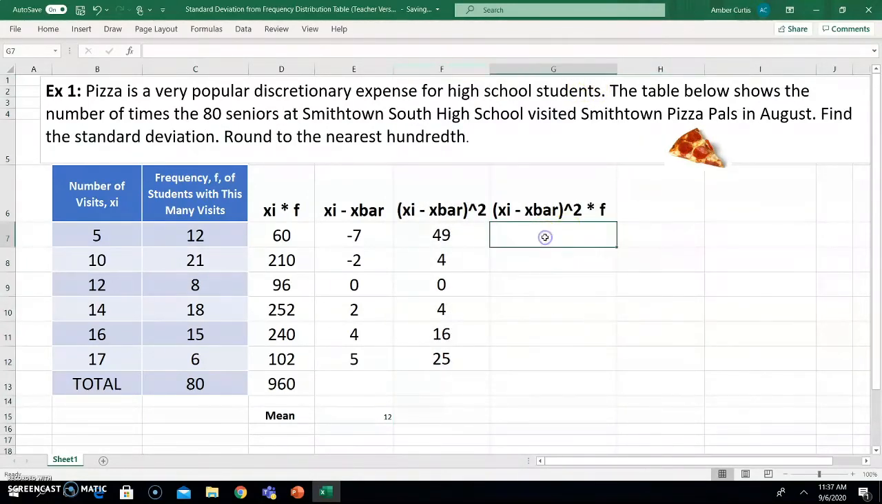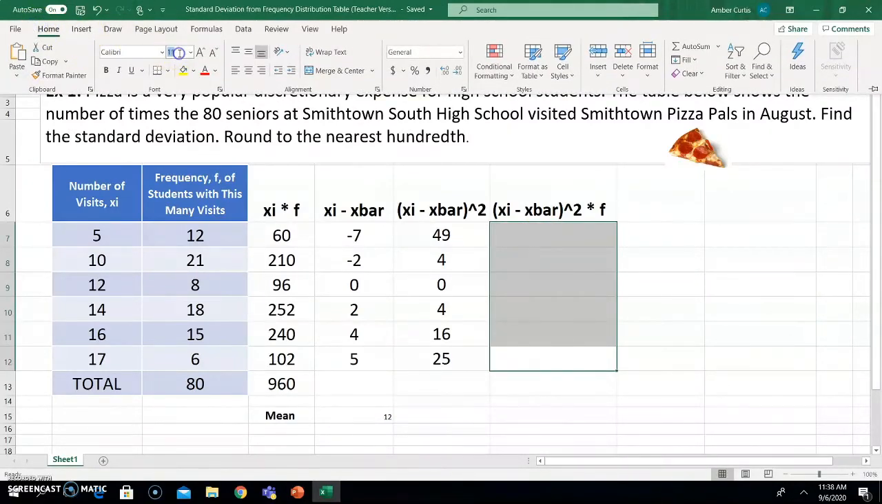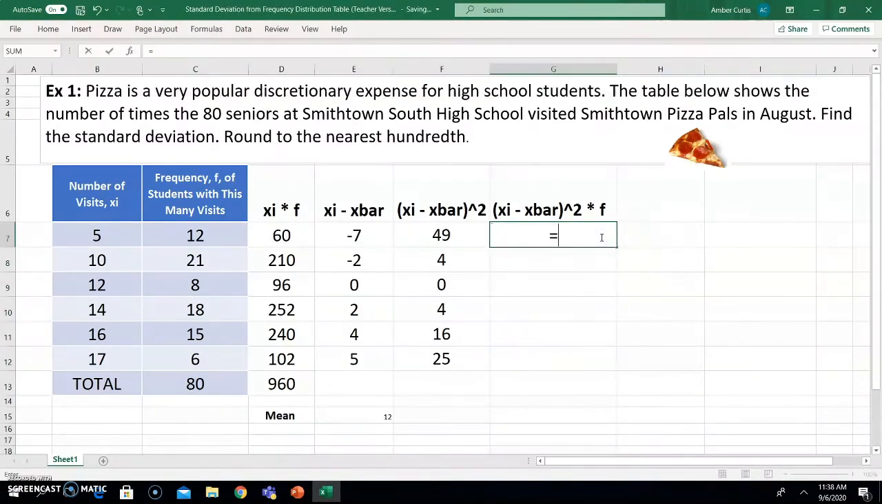All right, so the cool thing is we already have the bulk of this expression completed. We have the x sub i minus x bar squared in column F. And so we really just need to multiply each of the values in column F by their frequency. Let me just make sure my formatting looks good. We're going to take what we have in cell F7, which is the 49, and multiply it by how many there are, which is 12.